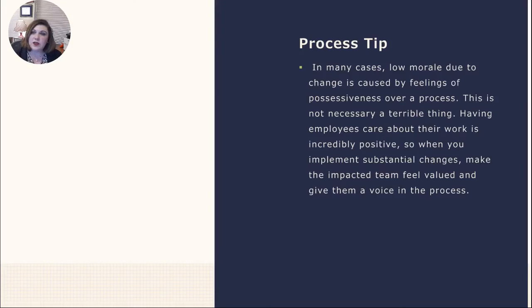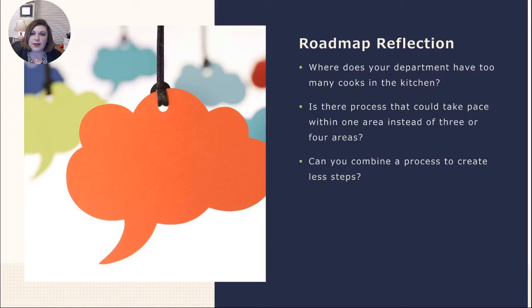So we now want to take a moment to pause, and we want you to think about what areas of your department might have too many cooks in the kitchen. Is there a process that could take place with one area instead of 4? Or could you combine a process to create less steps?